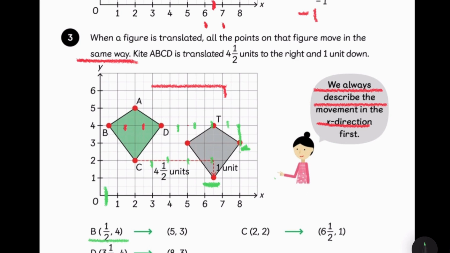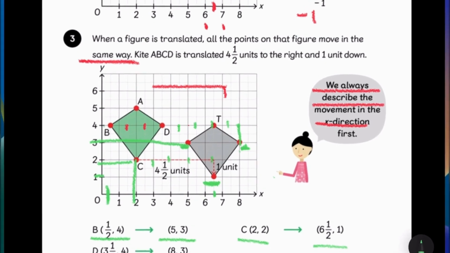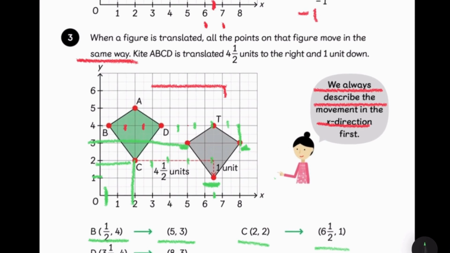For my C again, I will write: it has become from 2, 2 to 6.5 and 1. My D has translated from 3.5. So let's see that D, you see this 3 and 4, between 3 and 4 is D. So 3.5 and 4, now -1 means it has traveled down, that is my point D. So it becomes 8, 3. This is how we do the translation. Let's solve a few more examples and understand for a better insight.